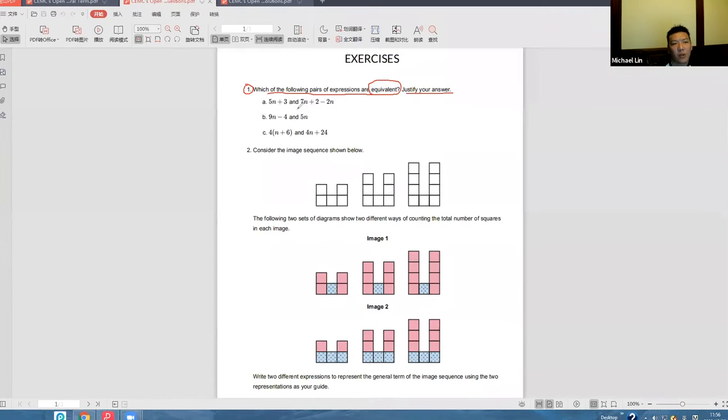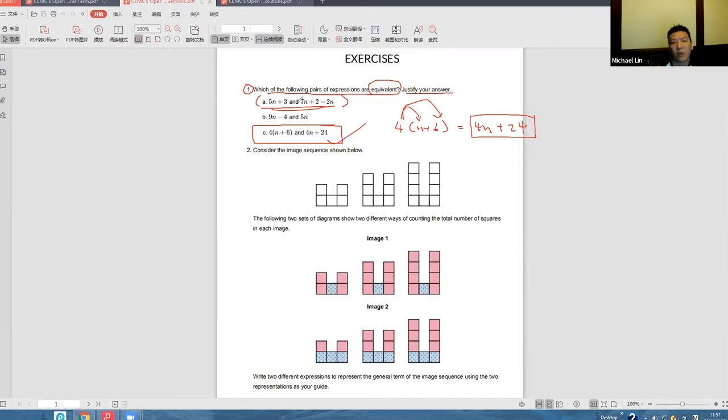We have 5n plus 3 and 7n plus 2 minus 2n. Are these two the same? C. So Jerry says that C is the same. Very clever. So everybody got this answer in chat, very good job. Because 4 times n plus 6, if we use the distributive property, 4 times n is 4n. 4 times positive 6 is positive 24. So this is equal to 4n plus 24. So these two are equivalent, okay?